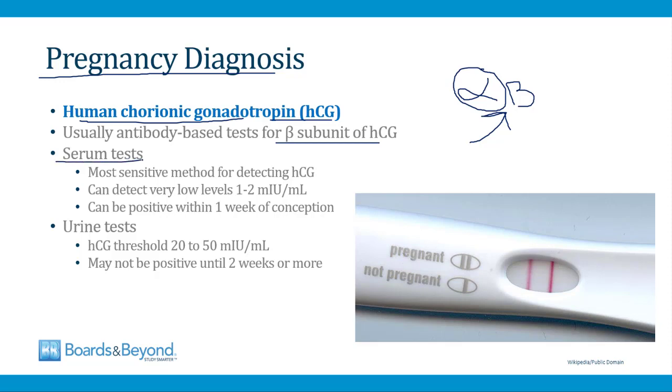There are serum tests or blood tests that require a blood draw. These are the most sensitive method for detecting HCG. They can detect very low levels in the 1 to 2 range, and they can be positive within 1 week of conception. The other option is urine tests, which are easier to perform. They don't require a blood draw. These can detect HCG when the level is in the 20 to 50 range in the serum, and these are sometimes not positive until 2 weeks or more after conception.